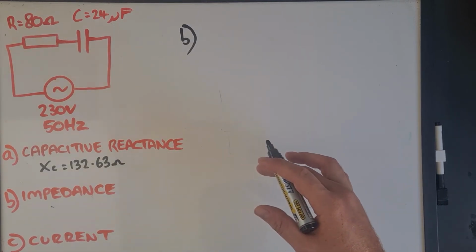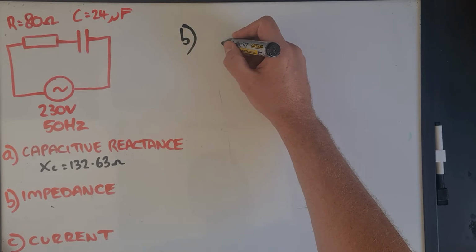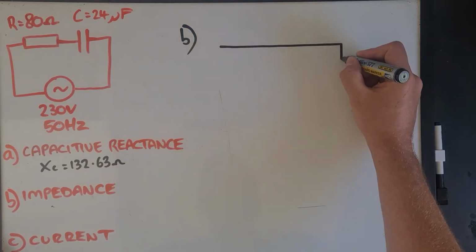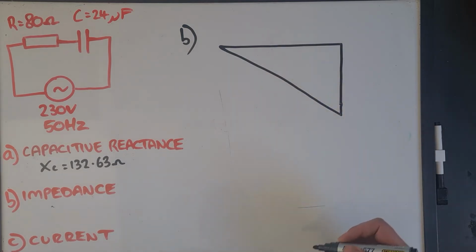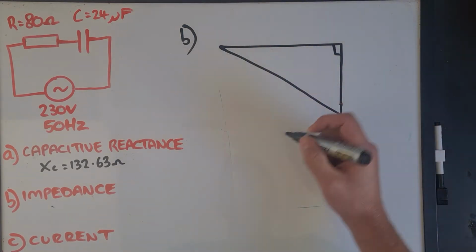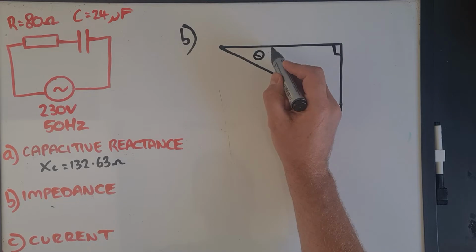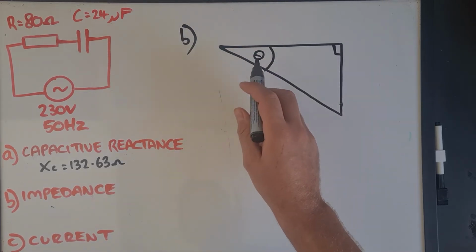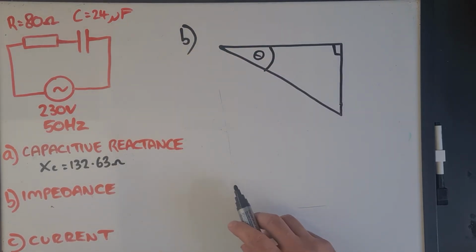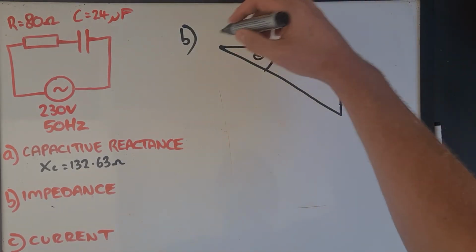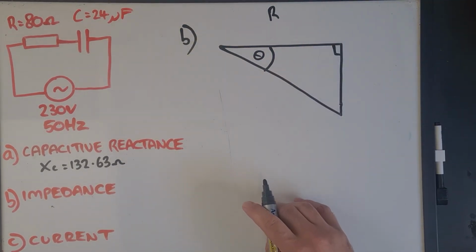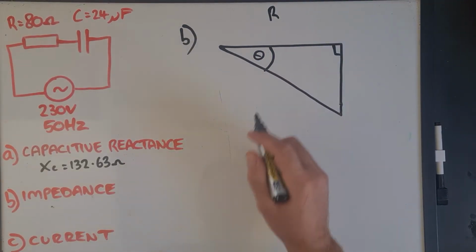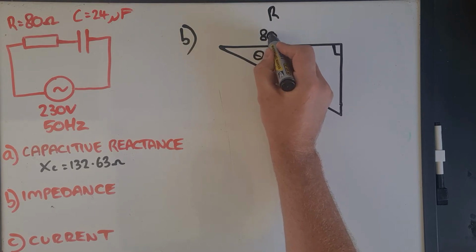So for a series circuit, the way we do that is we can draw ourselves what we call the impedance triangle. It's just a right angle triangle. We'll have an angle in there, which we'll talk about soon. That's what we call the phase angle. And we can label our sides of the triangle like this. The horizontal adjacent side is always going to be the resistance, and we can just put our value of 80 ohms onto that side.